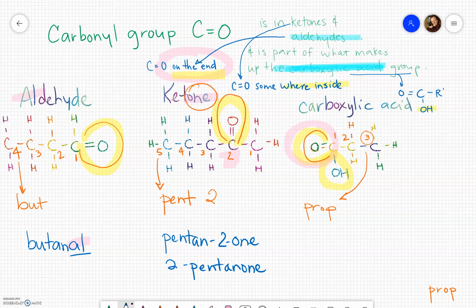And finally, my carboxylic acid, I have an oic acid as the part of my name. So that one's split up a little bit more. So prop is my prefix. I don't need a number because it's always on the first carbon. So I have propanoic acid.